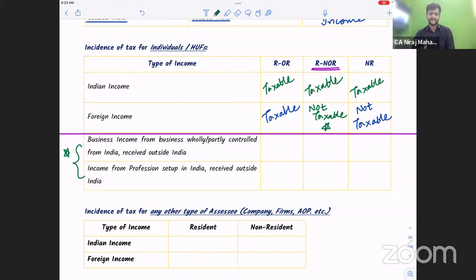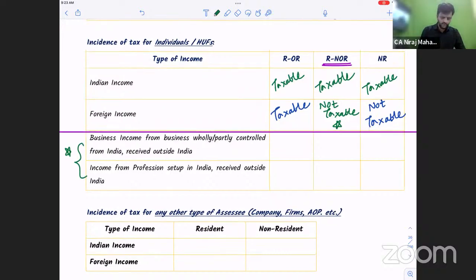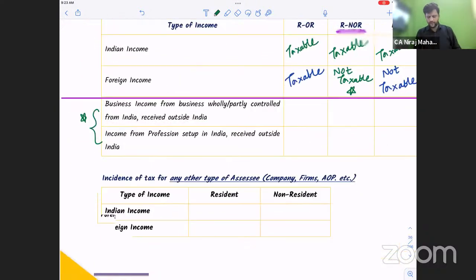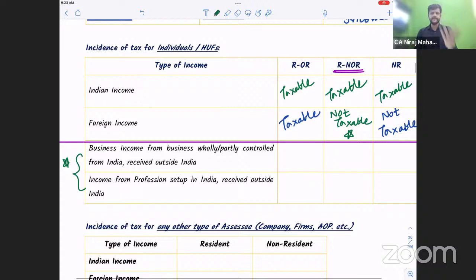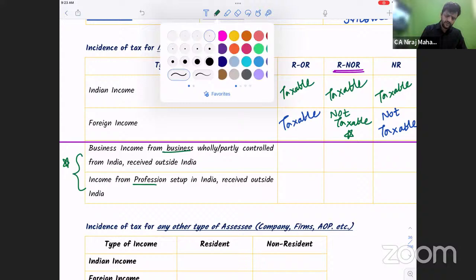Understood or no? Now again come to the, I hope you understood now, row number 3 and 4. They're talking about what? Earned outside, received outside, but a business or profession was controlled from India. Here we have business and here we have profession. Clear till here? Are you getting my point? It is mainly given for which type of person? RNOR.